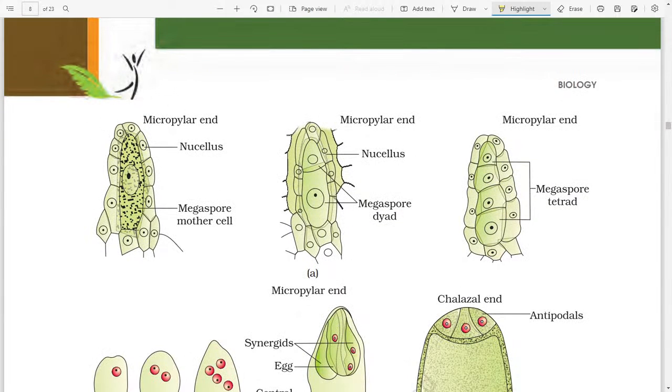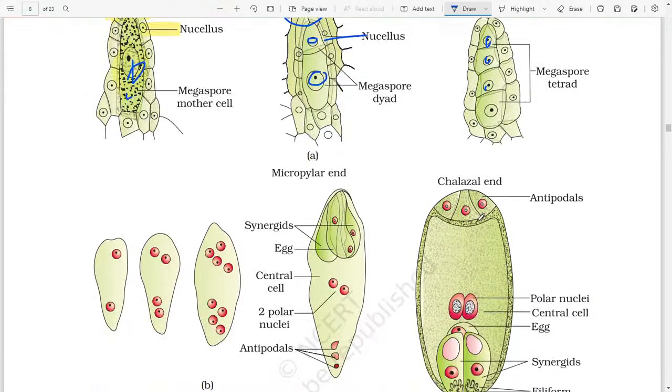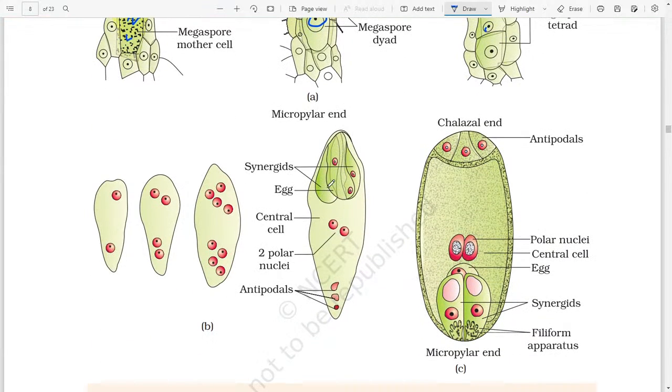This is the micropylar end, this is the nucellus, and this is the megaspore mother cell. It divides into two cells, and again each divides, forming a megaspore tetrad. At the micropylar end, two synergids form and one egg is formed. This region is known as the central cell, where two nuclei are present, and these three are antipodals.